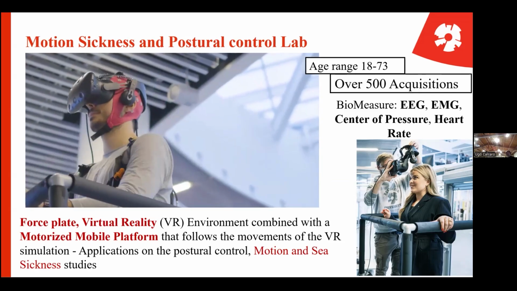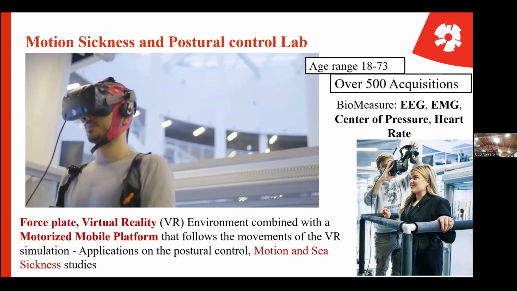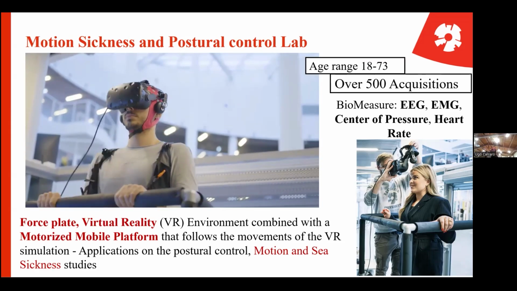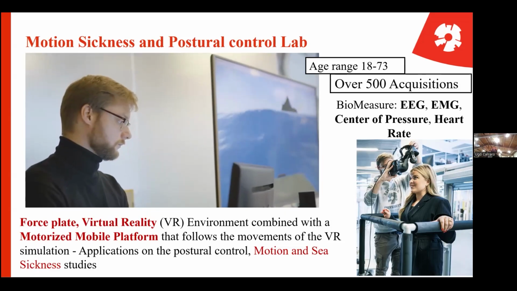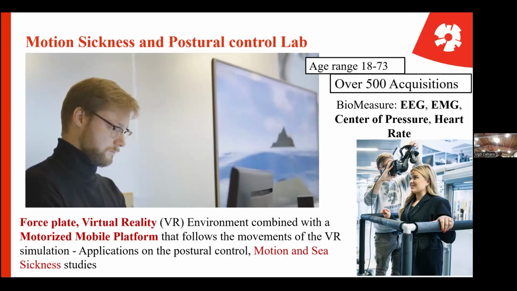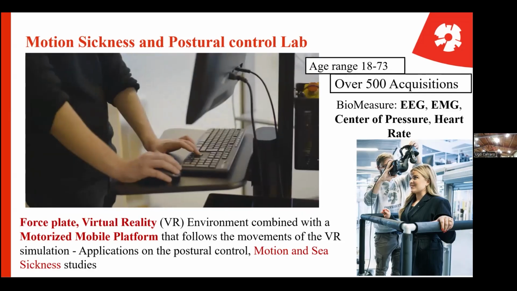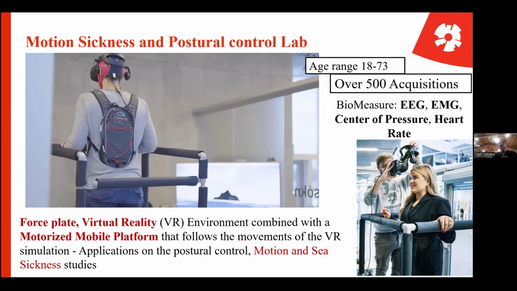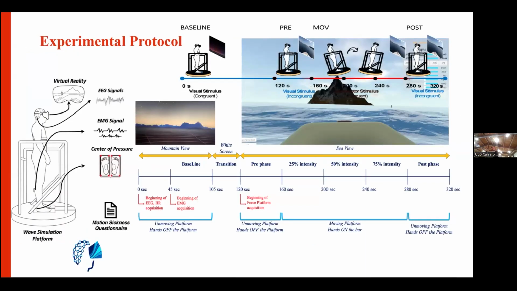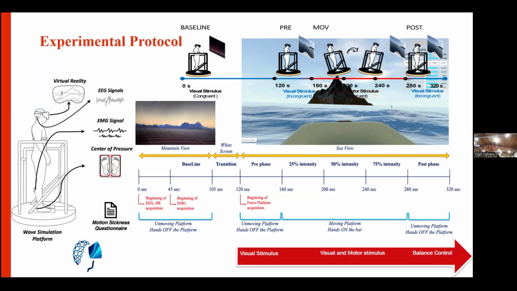So here we have a simulation of a boat in the North Atlantic, and then the subject accommodates to the stimulus you see there on the monitor. And while we run this stimulation, we measure brain, heart, muscle, and of course the center of pressure. Now we have been doing this for a few years, and we have collected over 500 acquisitions from mostly healthy individuals, measuring their motion sickness score and their postural control response through the biosignals.